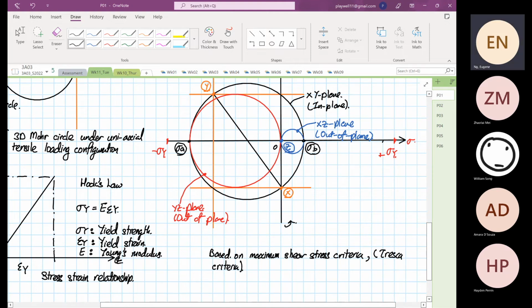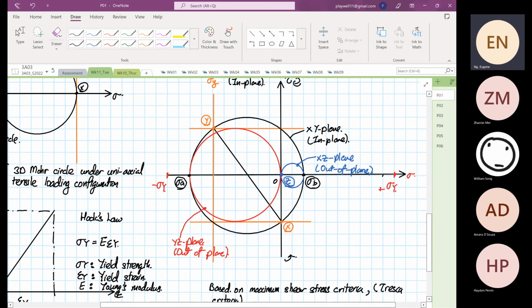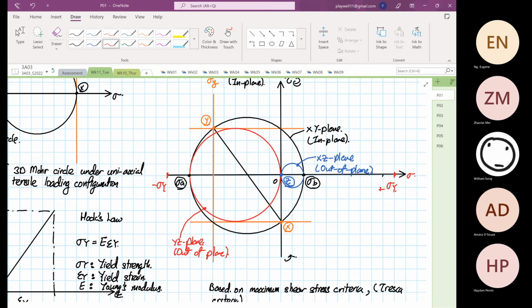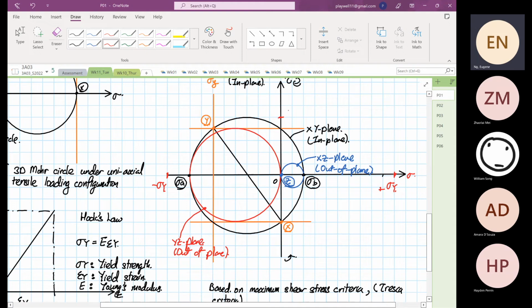Okay. So based on the maximum shear stress criteria, the maximum shear stress is equal to the stress U divided by 2. Over here is your tau max, which is equal to stress U divided by 2, and over here is your minus tau max, which is equal to minus stress U over 2.